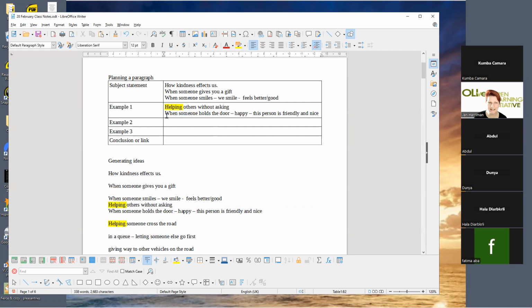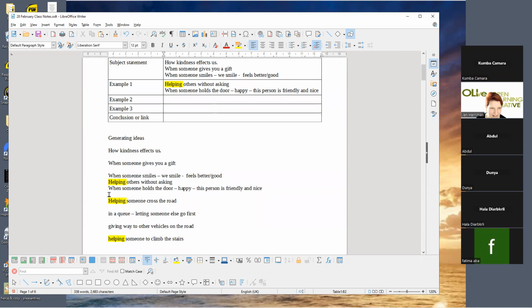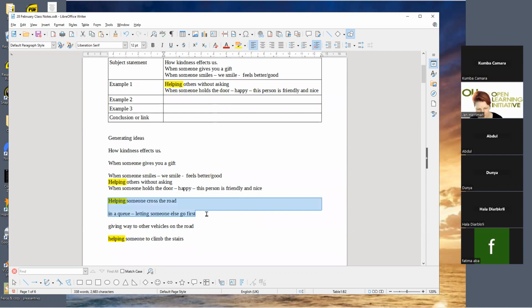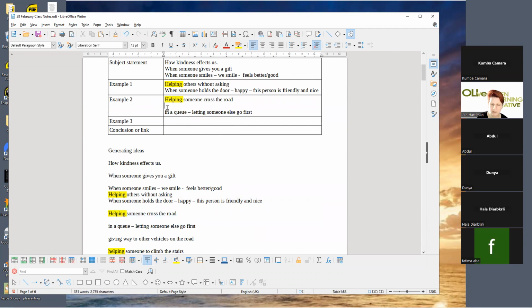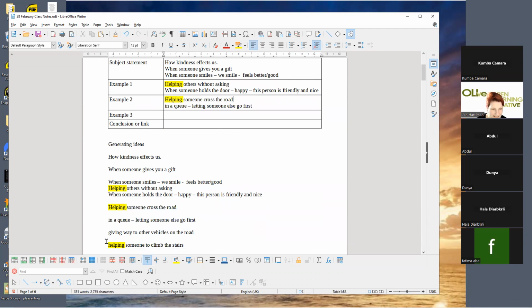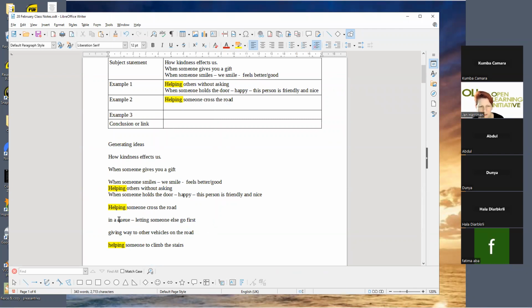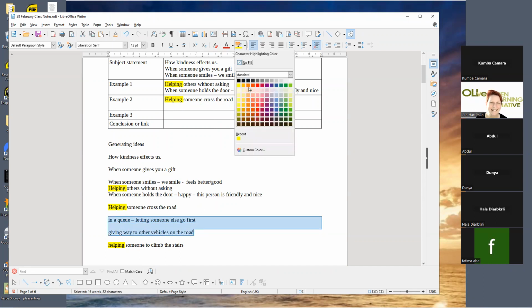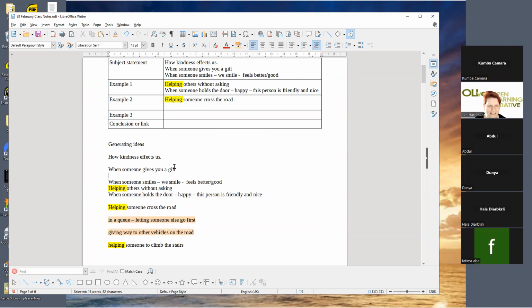Helping others without asking is wonderful. Like when someone holds the door open, or helping someone across the road. Or in a queue, letting someone else go first. Oh, actually, I see two others that are related. If we take out in a queue, what is similar to the in a queue? Giving way to other people on the road. Exactly. We've got two that are almost exactly the same.